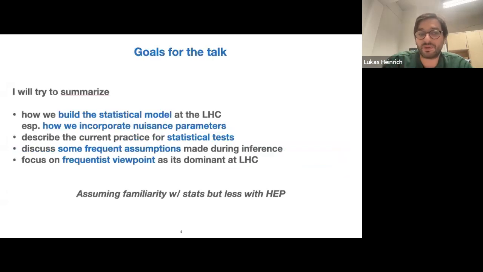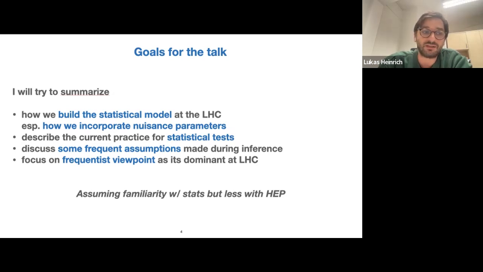The goal for this talk: I'll try to summarize how we build statistical models at the LHC, and especially how we incorporate nuisance parameters. I'll describe the current practice that we have for developing statistical tests, and discuss some of the common assumptions that we have made during inference. Then I'll focus a bit on the frequentist point of view, because this is the dominant statistical school within particle physics, and especially at the Large Hadron Collider. I'm assuming that people are more familiar with the statistical side of things, but less with high energy physics.